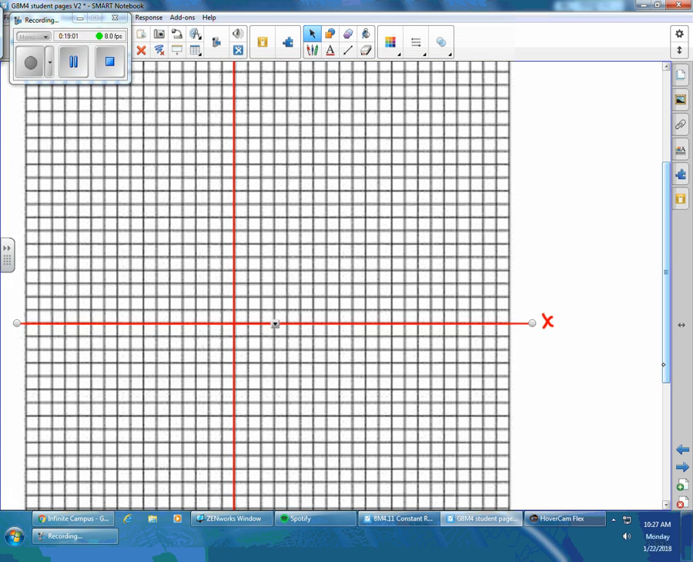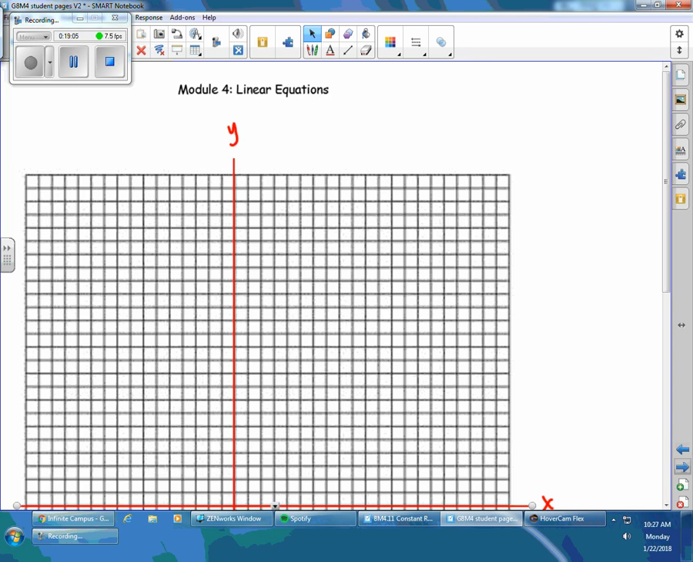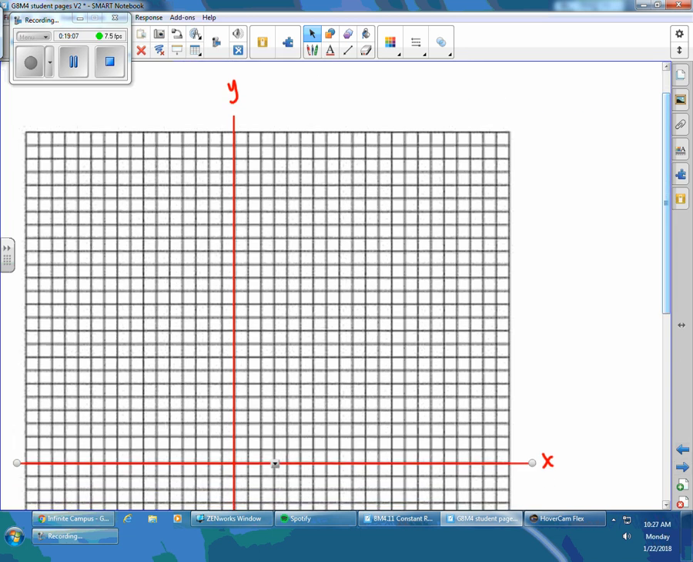And the first one that I solved here was 0, 11. So that means my first point is 0, 11. That means I don't go right or left at all, and I go up 11. 1, 2, 3, 4, 5, 6, 7, 8, 9, 10, 11. There's my first dot. My next one I said was 5, 9. So I come right 5, 1, 2, 3, 4, 5, and up 9.